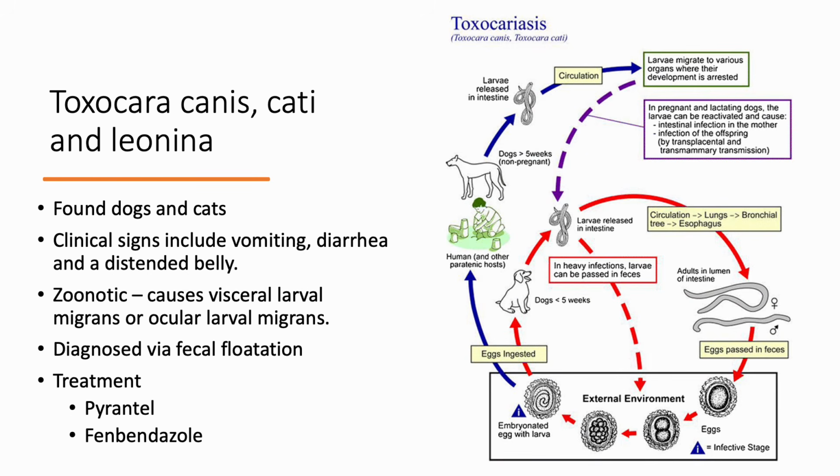And those eggs tend to have a rough outer layer when we're talking about the dog, Toxocara canis, whereas the cat, Toxocara cati or leonina, have more of a smooth outer shell. But both of them have this hyaline ground glass central appearance to the egg, so they're pretty recognizable when you see them. Treatment is going to be pyrantel or fenbendazole, and I don't have it on here, but macrocyclic lactones also have effects against our Toxocara canis, cati, and leonina.